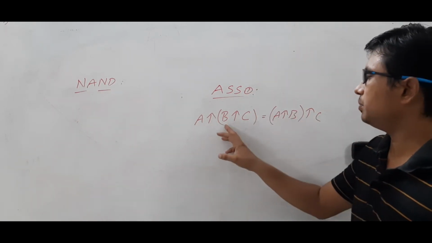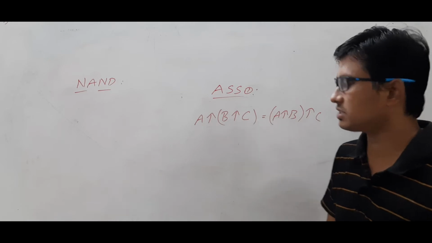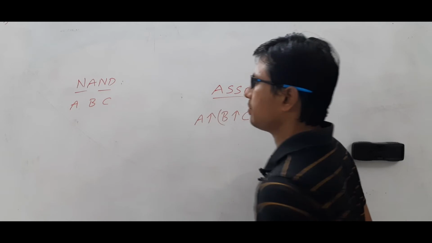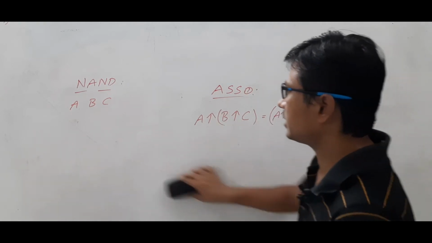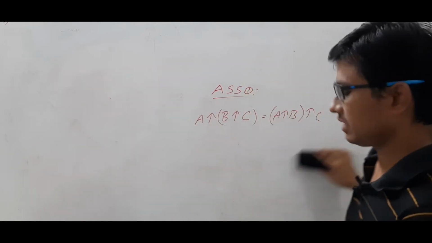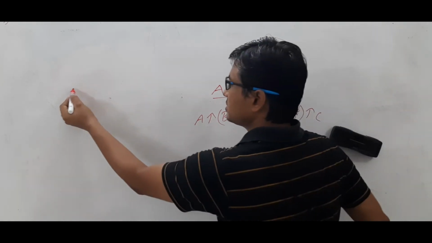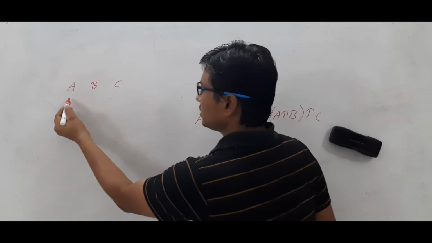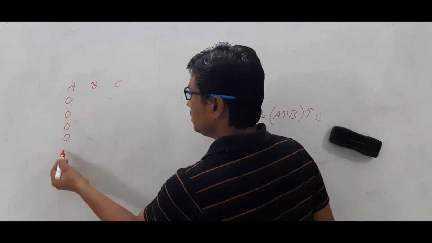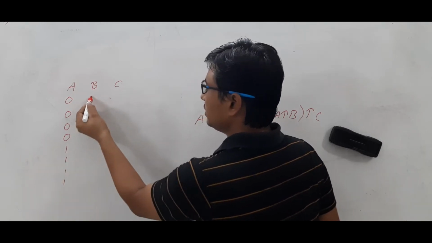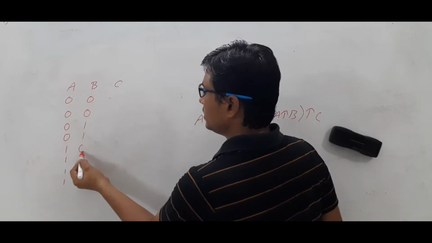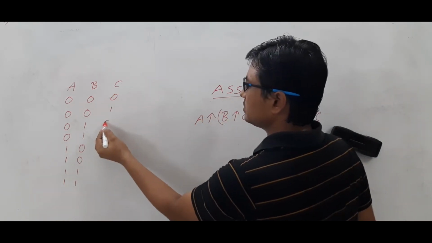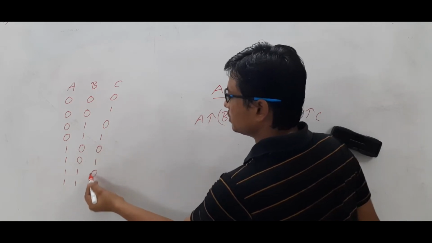You have A, B, C. These are the three binary variables. So write the three binary variables A, B, C. Am I right? I will get 8 combinations. So I will write it as A, B, C. Now the 8 combinations, what are they? A is 0, 0, 0, 0, 1, 1, 1, 1. Then B is 0, 0, 1, 1, 0, 0, 1, 1. Then C is 0, 1, 0, 1, 0, 1, 0, 1.